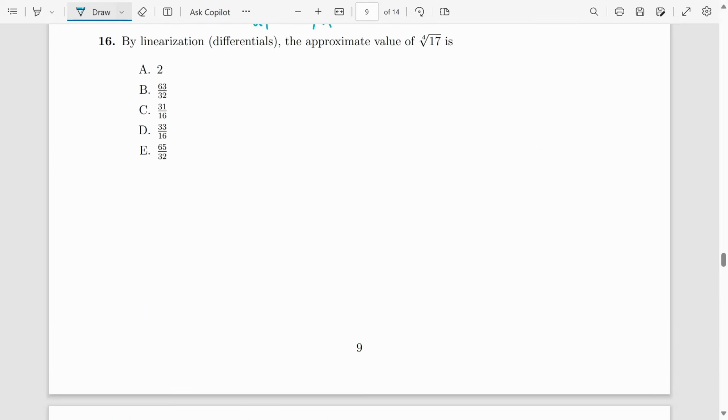Question 16. I don't know what the heck this is. By linear approximation, the approximate value of the fourth root of 17 is what? So we know how to do linear approximation. f(x) is approximately equal to f(a) plus f'(a) times (x minus a). That's how we do linear approximation.